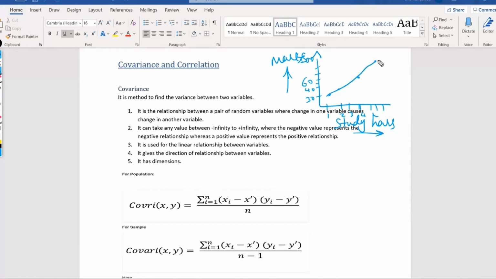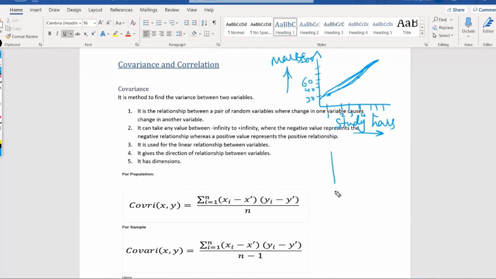So you see, there is a relation. My marks are depending on the study hours. If the values look something like this, it is positively correlated. There is a positive relationship. So it's going to increase. It's a positive relationship.